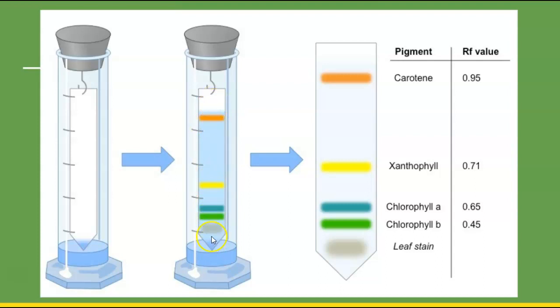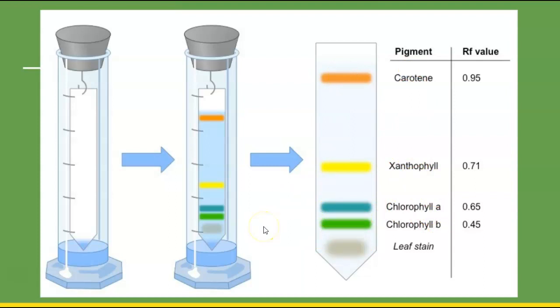And you can see that the pigments will start to separate. You have this, your original stain here. So this is where all of the pigments will start. And then as the water, the chromatography liquid, runs through, the pigments will separate out based on weight. And you can see that they all will be in their own area.